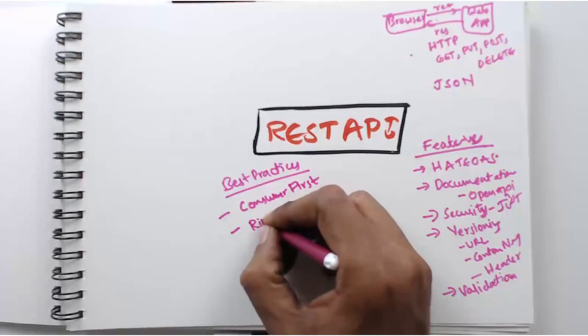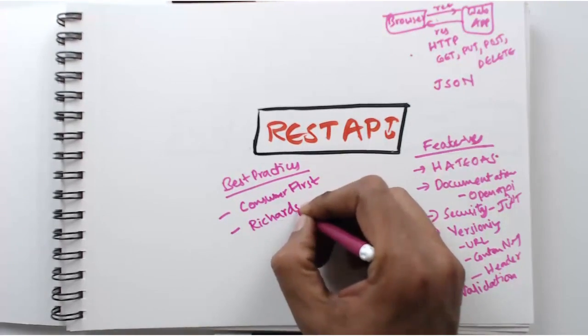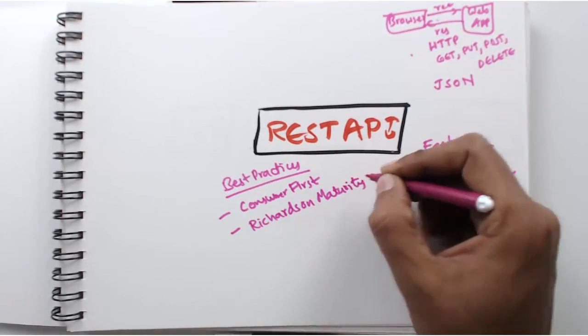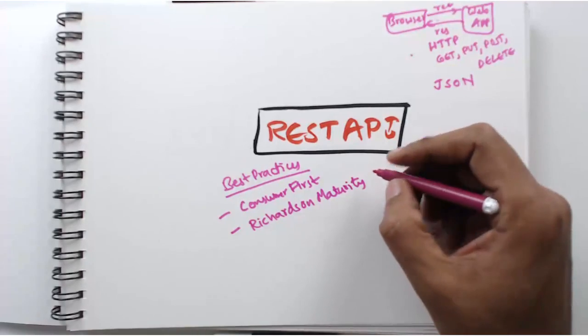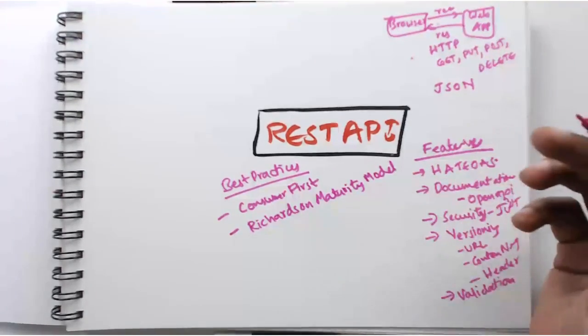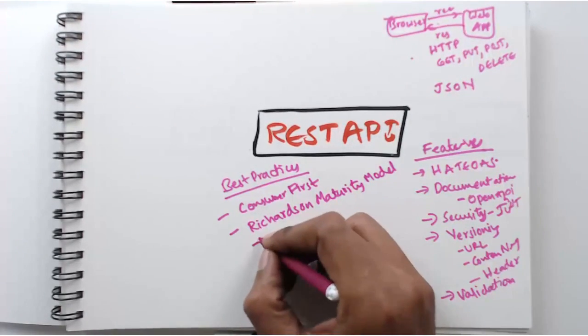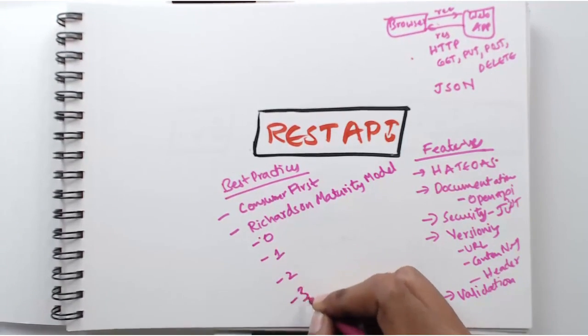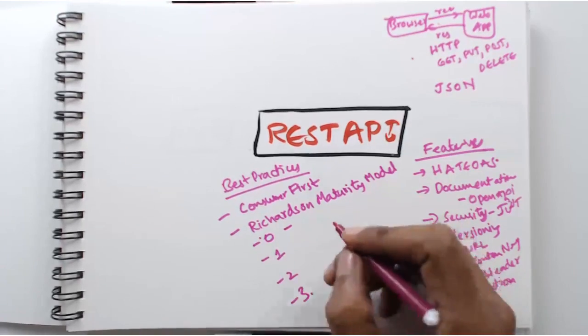The other thing is to understand something called the Richardson maturity model. A lot of people say, I'm using REST APIs, I'm using REST in the best format possible. The Richardson maturity model helps you to evaluate that. So you can say, I'm at level 0, level 1, level 2, or level 3. Now, what are level 0, level 1, level 2, and level 3?